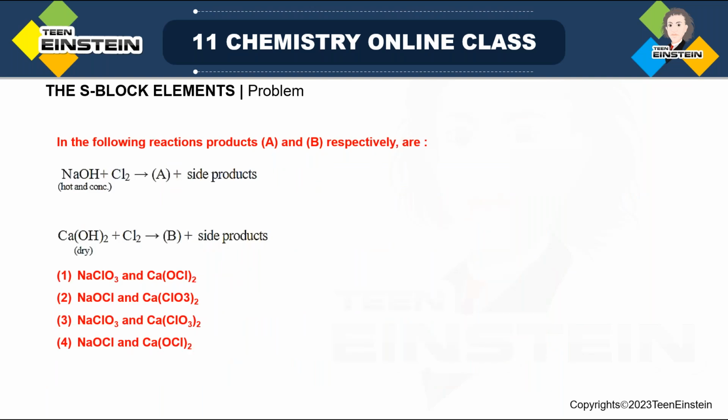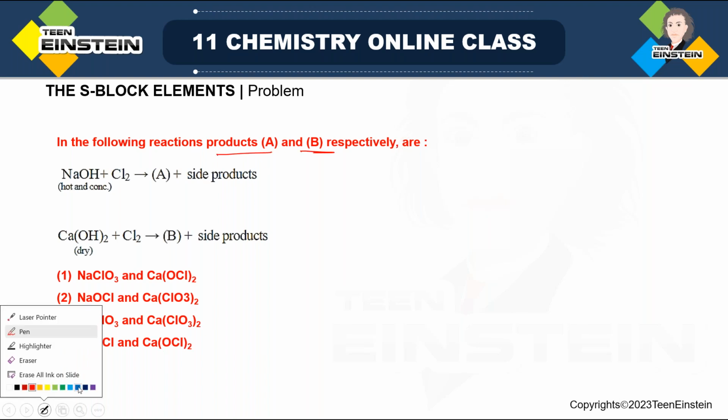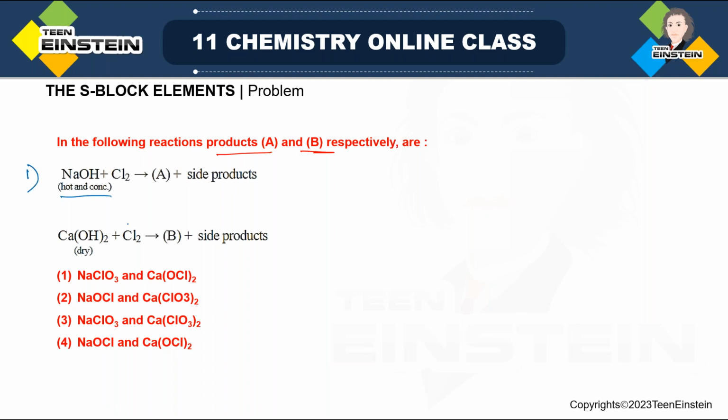So here we have a problem which is related to the equation you have just seen. Though there is one more equation that we also have to solve. In the following reaction, we have to choose products A and B respectively. So, first reaction, NaOH, hot and concentrated.